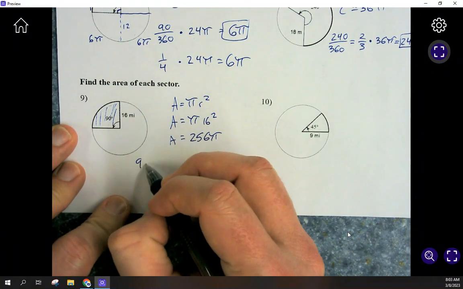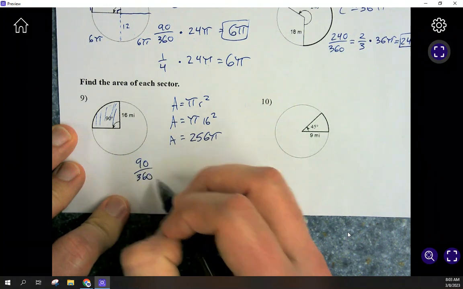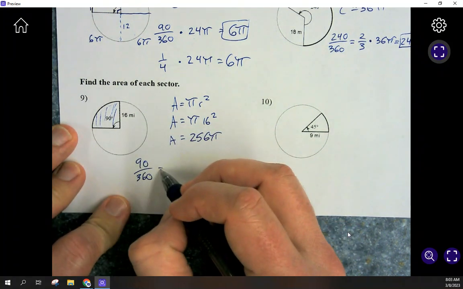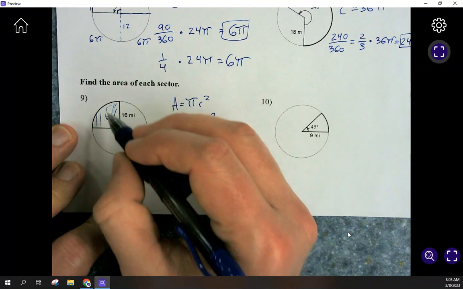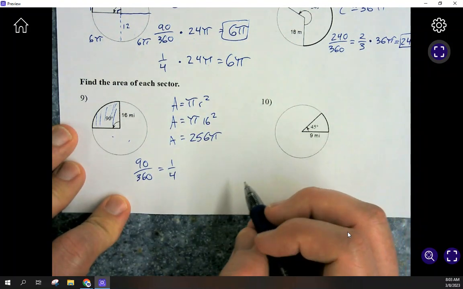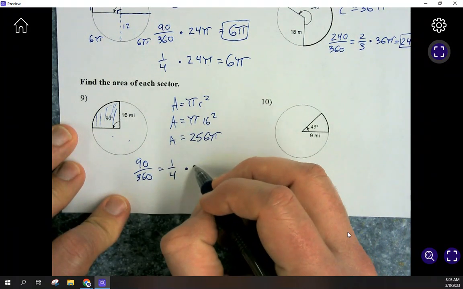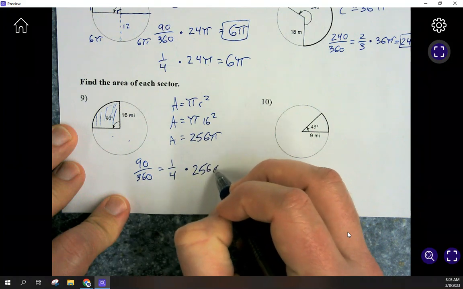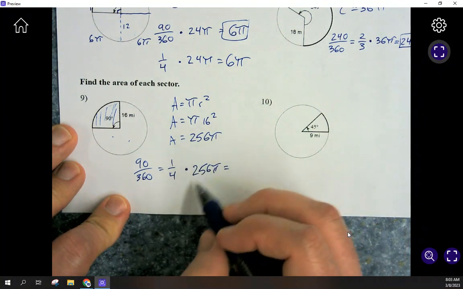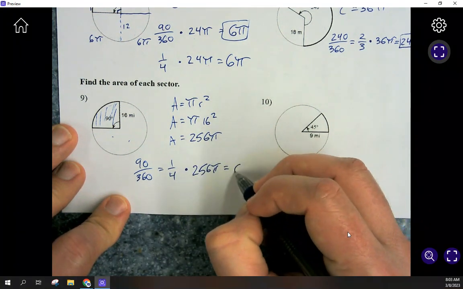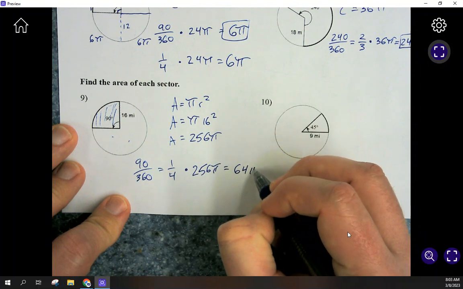I've got this 90 out of 360. That's the fraction of the circle I'm looking at. We've already done that one. That's 1/4, right? It's cutting it into fourths. So you're going to do 1/4 times 256 pi, which is the same as dividing by 4. And that comes out to 64 pi.